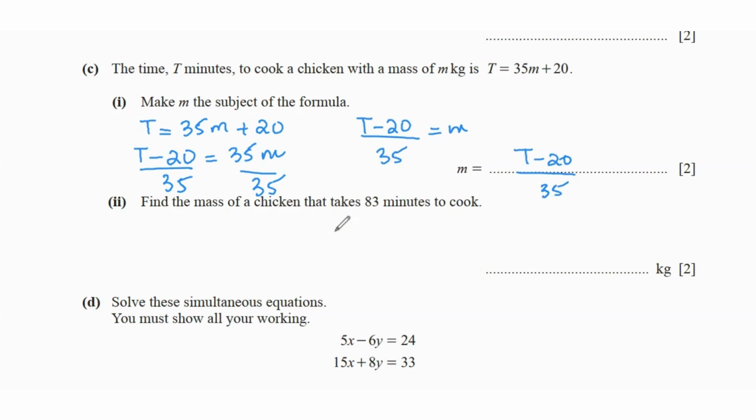Next part says, find the mass of a chicken that takes 83 minutes to cook. So simple. We know that t is in minutes, so we're going to use the same value for time. In case it was in hours, remember that you have to convert it into minutes first and then substitute it. So it's going to be 83 minus 20 over 35, which is basically equal to 1.8 kg. That's your answer.